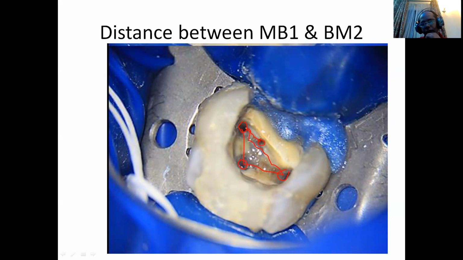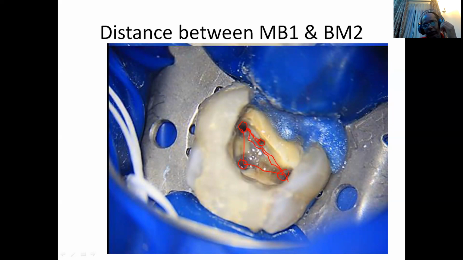And if you draw a line from the main mesobuccal canal to the palatal canal, it is available a little bit mesially to this line. What the literature says is that in males it is much farther away from the main mesobuccal canal, and in females it is closer to the main mesobuccal canal, or MB1.